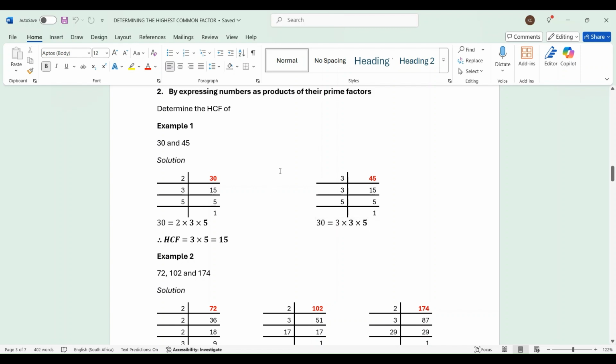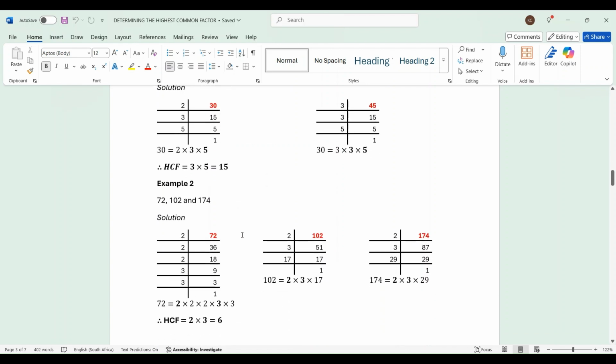Now, to determine the highest common factor, we have to find the numbers which are common in these prime factors. So if we check here, we are having a 2, but on the other side we are not having a 2. Here we are having a 3. Here we also take only one 3 because here we have one 3. Here we are having a 5. Here we are having a 5. So our highest common factor of 30 and 45 becomes 3 times 5 because we have got a 3, we have got a 5, which gives us 15.